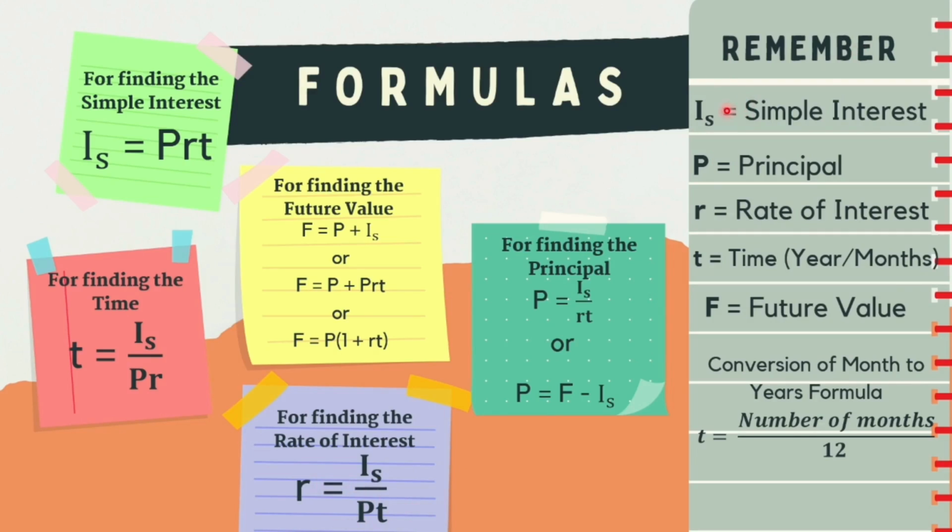So remember that IS represents simple interest, P represents principal, R represents rate of interest, T represents time, and F represents future value. And here's the conversion of months to years formula: number of months divided by 12. So for example, let's say 24 months. Put 24 there. 24 divided by 12 is 2. So 24 months is equal to 2 years.